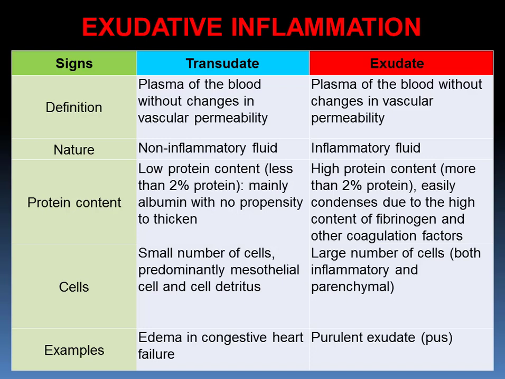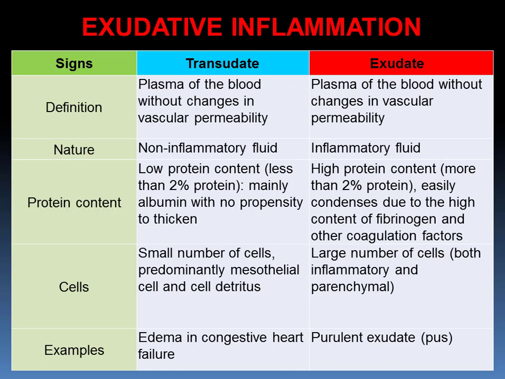In transudate, there is low protein content, less than 2% protein. Mainly this is albumin, with no propensity to thicken. In exudate, there is high protein content, more than 2%. It easily condenses due to the high content of fibrinogen, which can transform to fibrin, and other coagulation factors. In transudate, there is a small number of cells, predominantly mesothelial cells and cell detritus. There are usually no inflammatory cells in transudate. In exudate, there is a large number of cells, and inflammatory cells predominate.